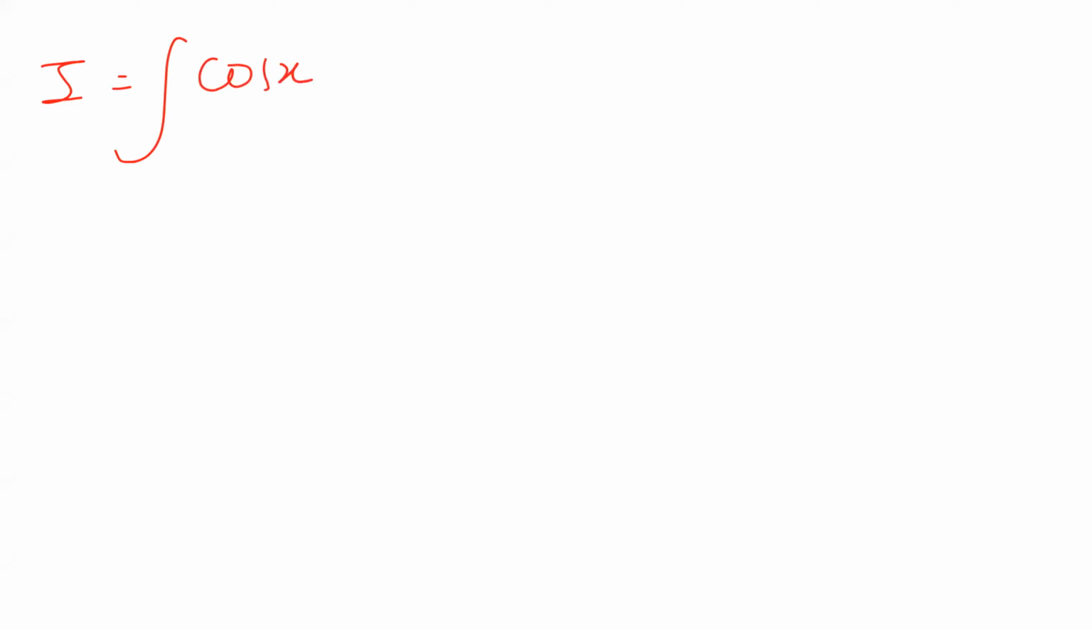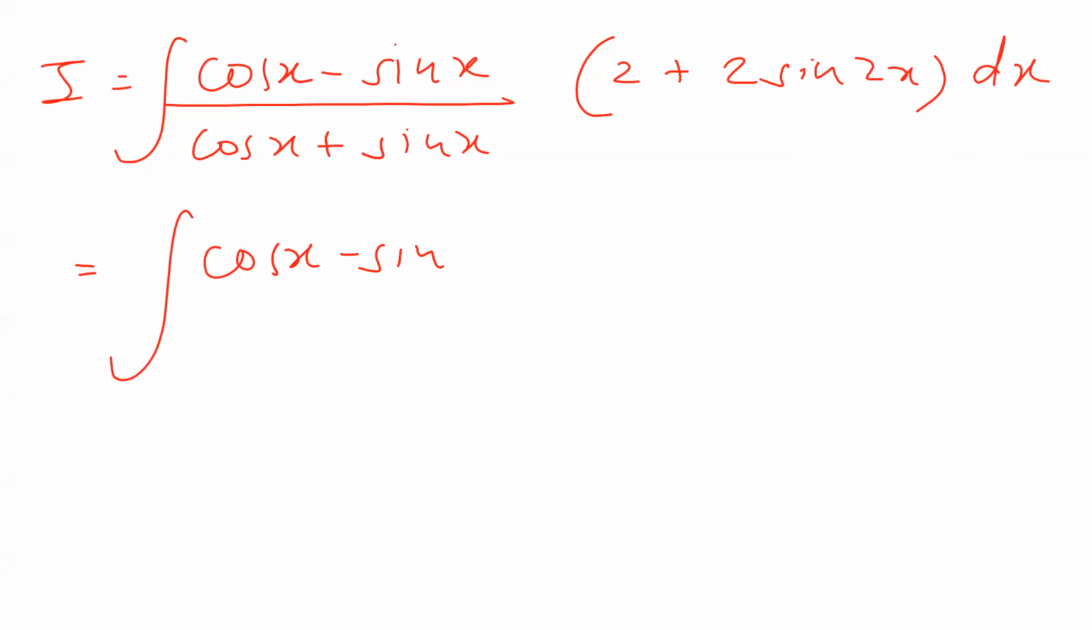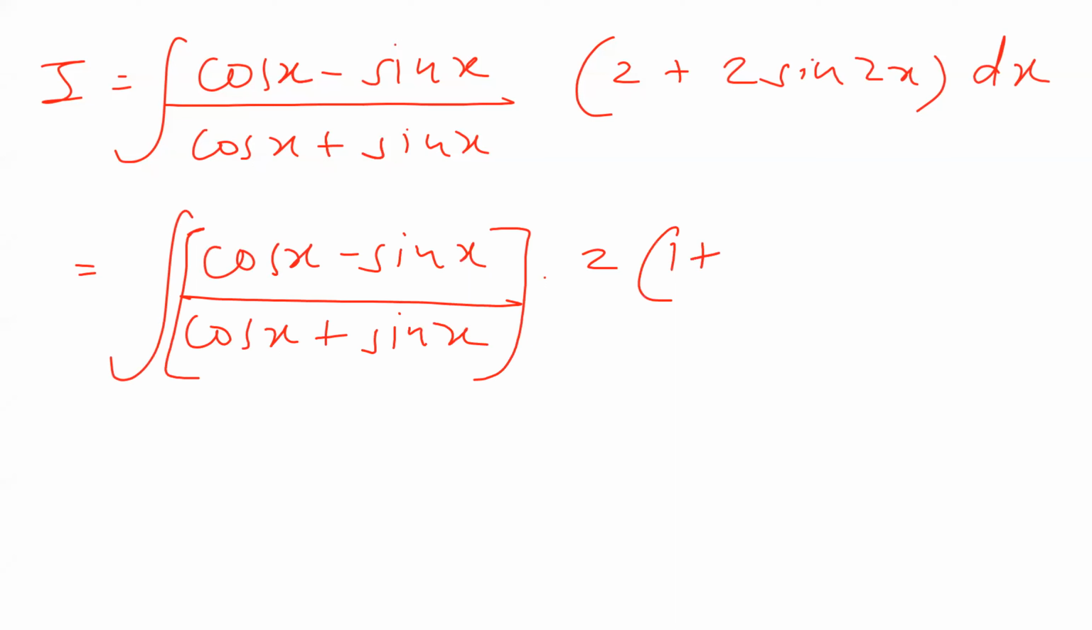So the integral of cos x minus sin x upon cos x plus sin x into 2 plus 2 sin 2x. Let us just solve this. And obviously we'll have to write dx. So cos x minus sin x, cos x plus sin x into 2, and this will be 1 plus sin 2x dx.